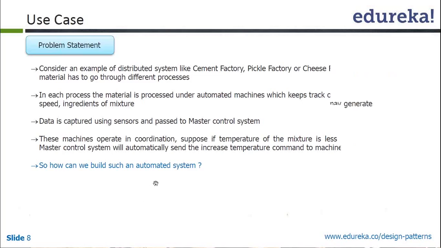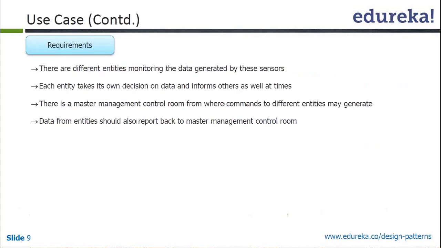So we'll continue with this use case and requirements. Let there be different entities that are monitoring data generated by the sensors. Each entity can take its own decision on data as well as inform others. For example, a temperature sensor may display it to a human operator as well as send that data to the master controller.